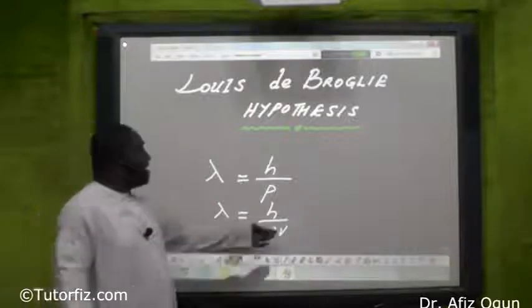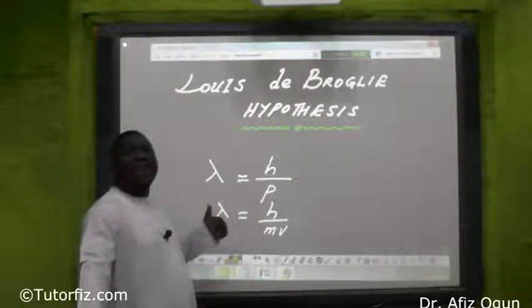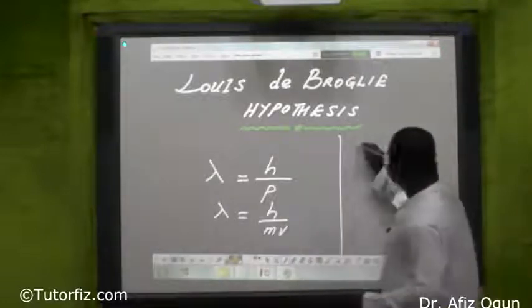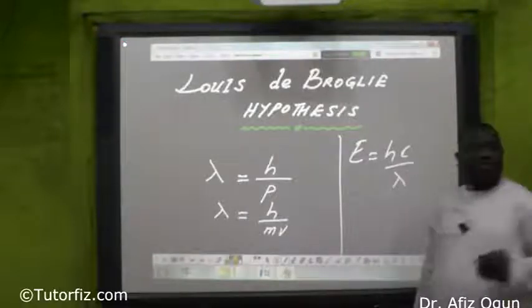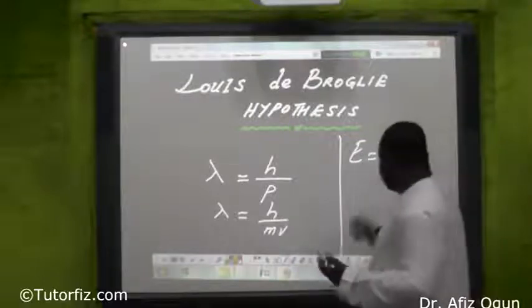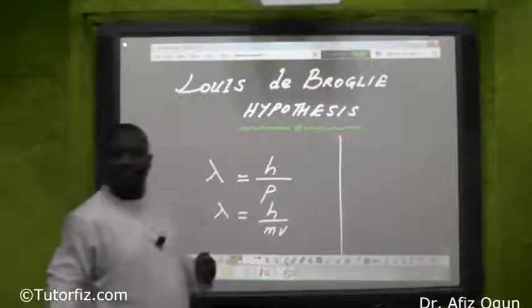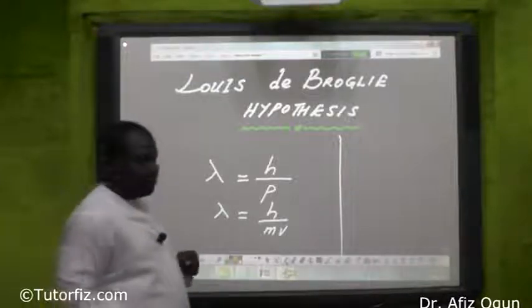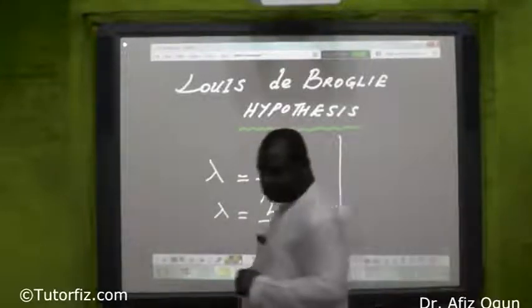That means the faster the electron, the smaller the wavelength of that electron. And from energy equals hc over lambda, the smaller the wavelength of that electron, the larger the energy possessed by that electron. Now behaving like a wave, a particle wave. That was his proposition. That was just a hypothesis at that time.